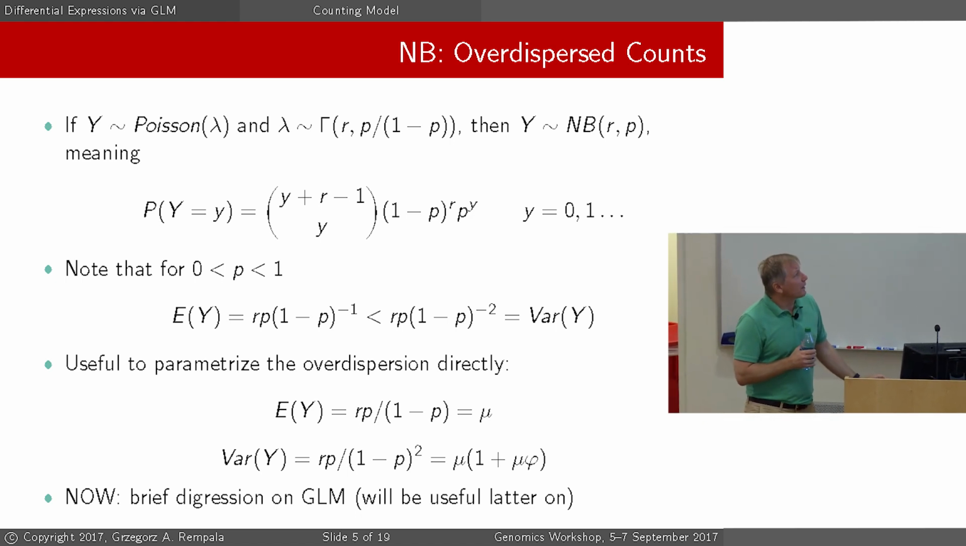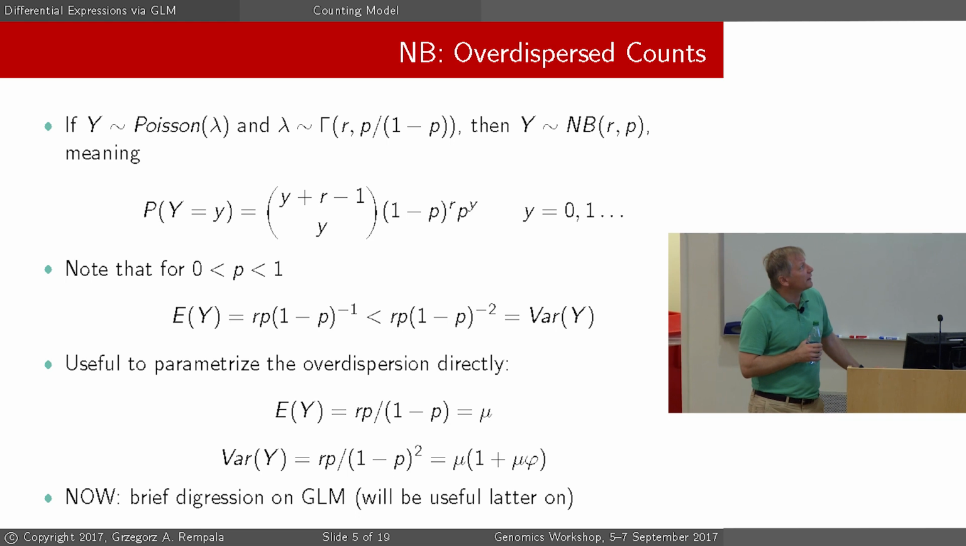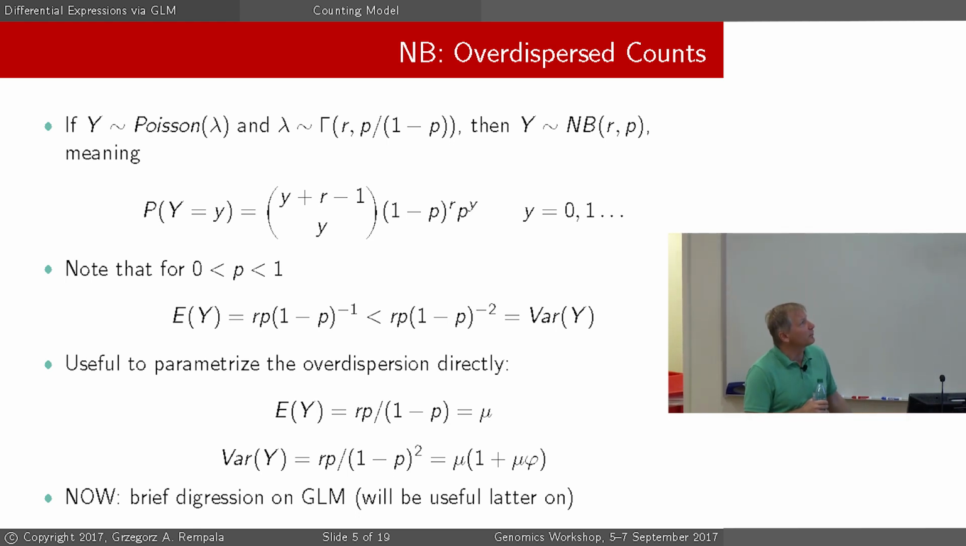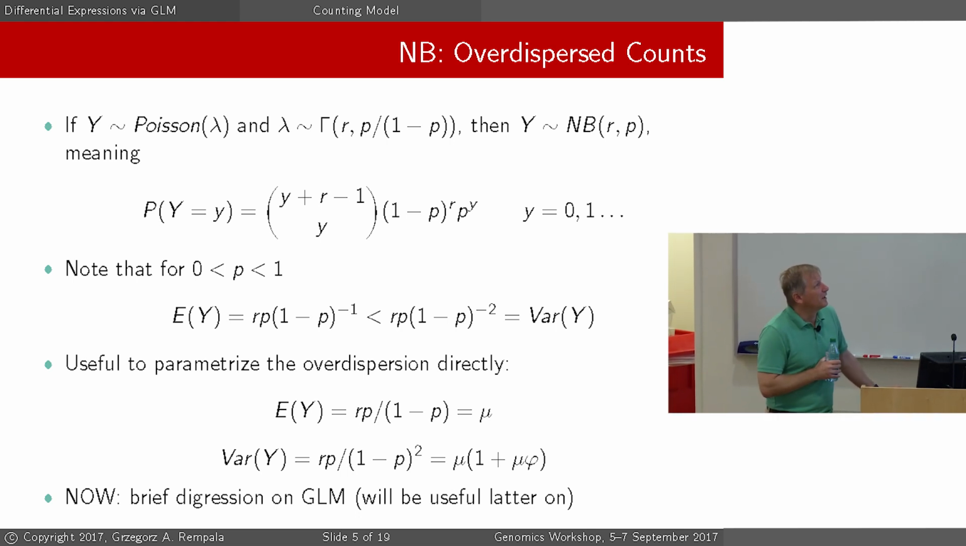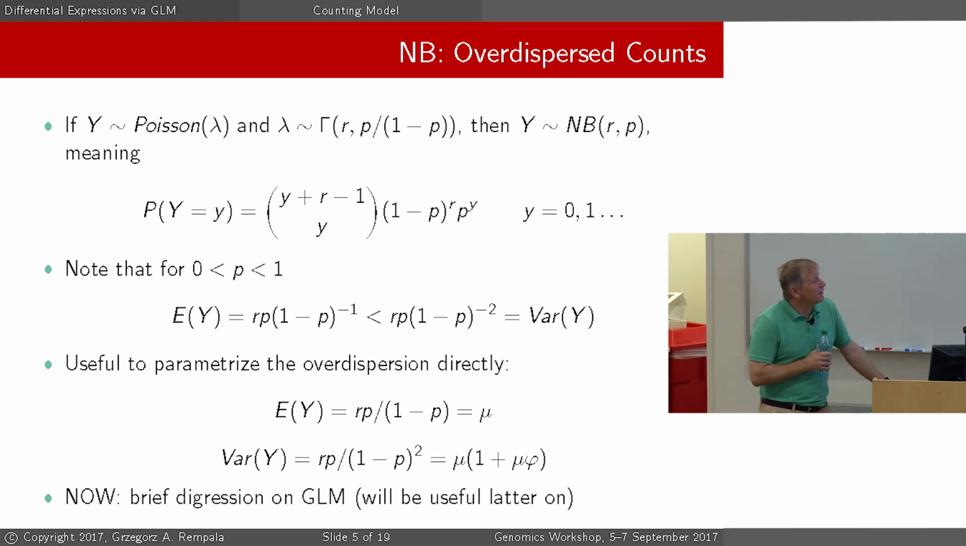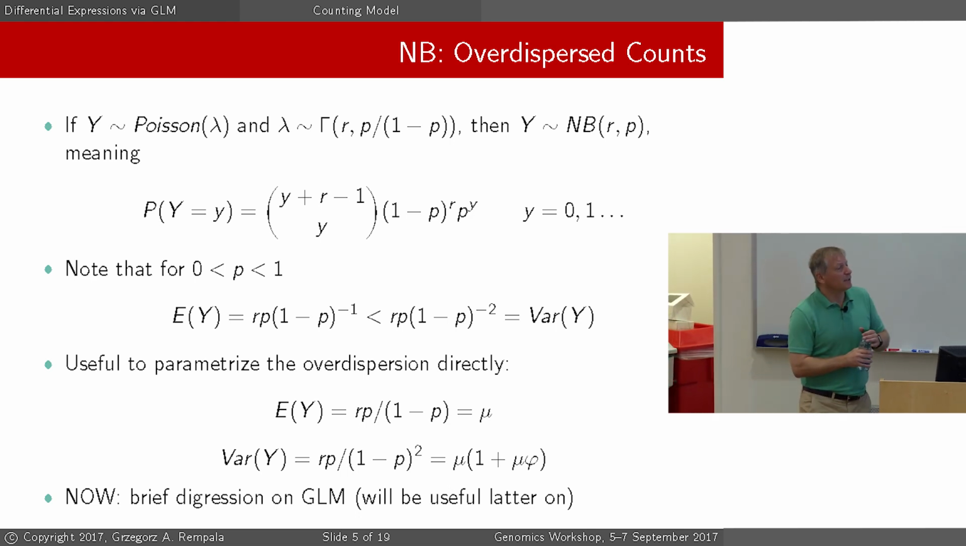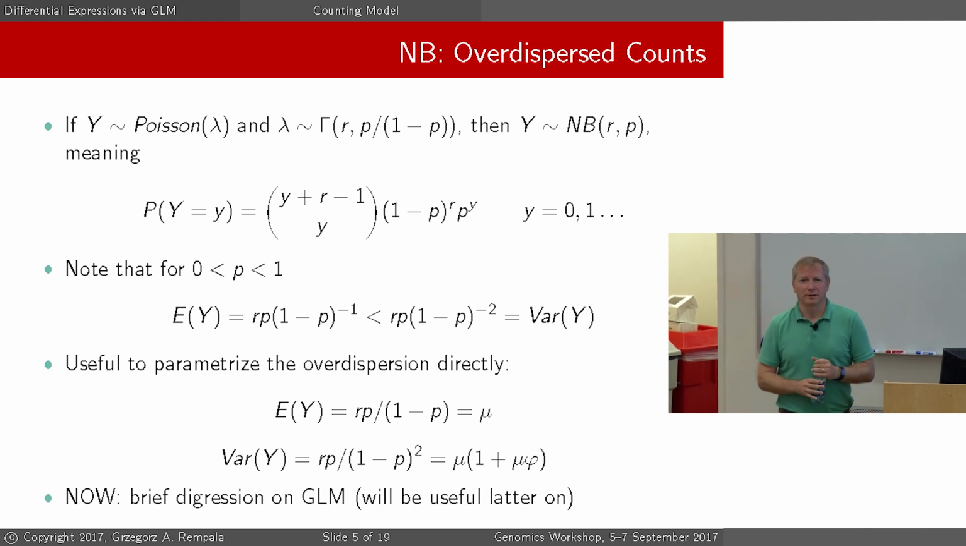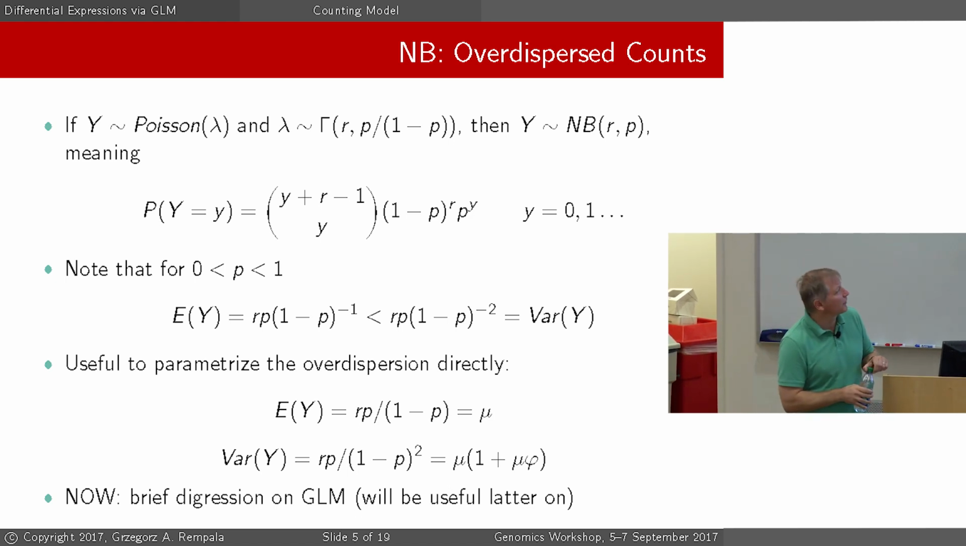If I now stick that probability distribution into this Poisson model, I end up with something called the negative binomial. It has two parameters, R and P. There are various ways to think about it, but in some sense it's a different type of binomial distribution.